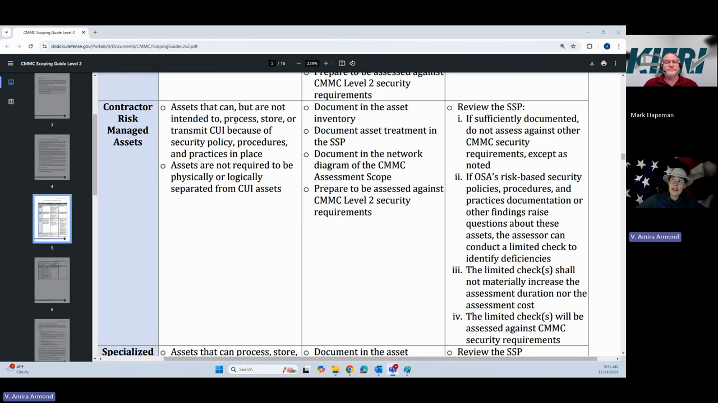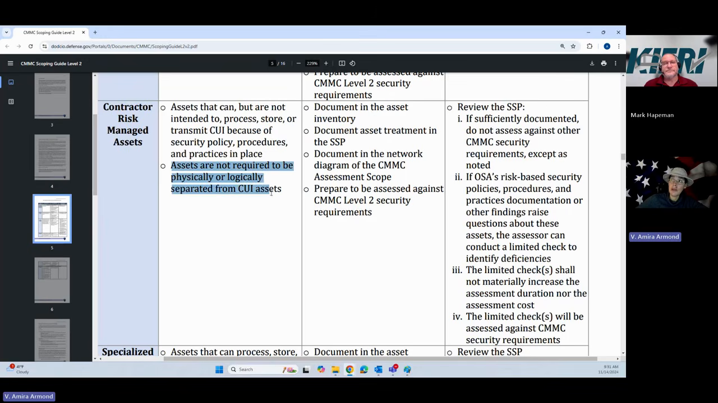These are defined as assets that can, but are not intended to process, store, or transmit CUI because you have security policy, procedures, or practices in place. And when I read practices, I add in technical stuff, right? Data loss protection, you've got some other thing trying to prevent it, right? Permissions, for example, okay? They are not required to be physically or logically separated from CUI assets.